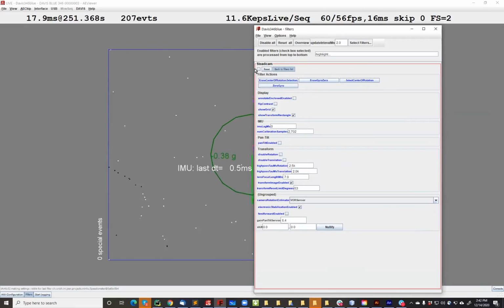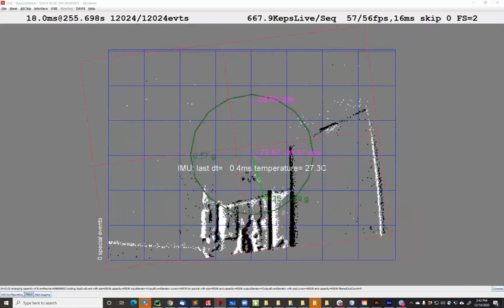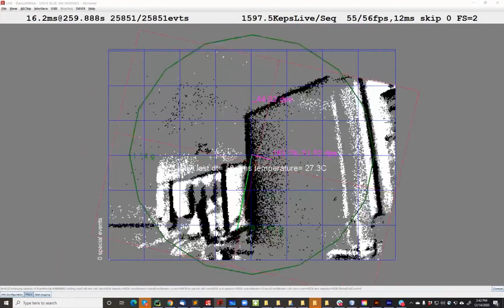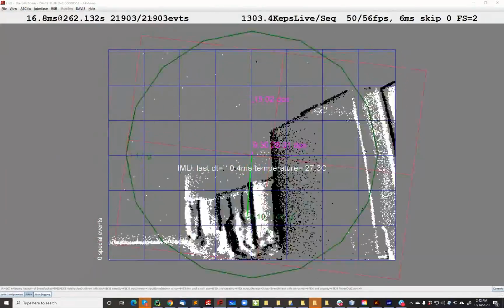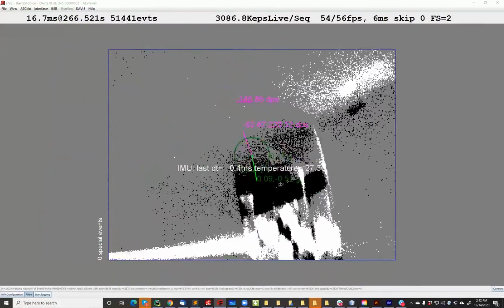If I do that and turn it on, I should compensate for the motion properly. Let me try to show that to you. So this is with the IMU on. I don't think the lens is perfectly set. This is the IMU on and off.